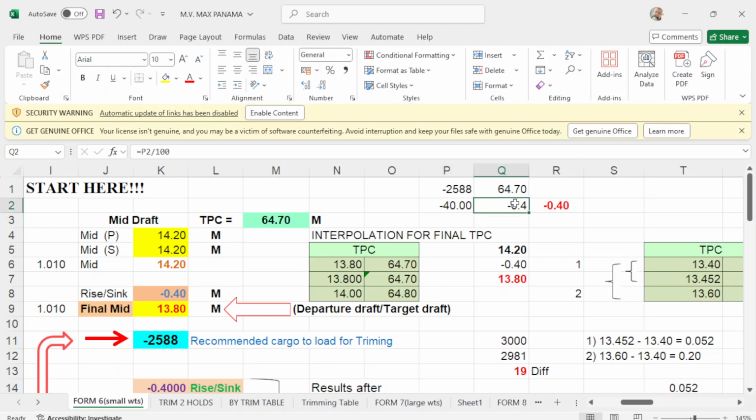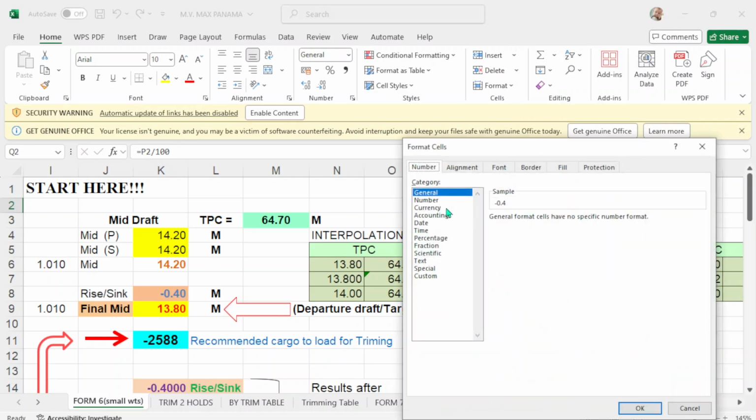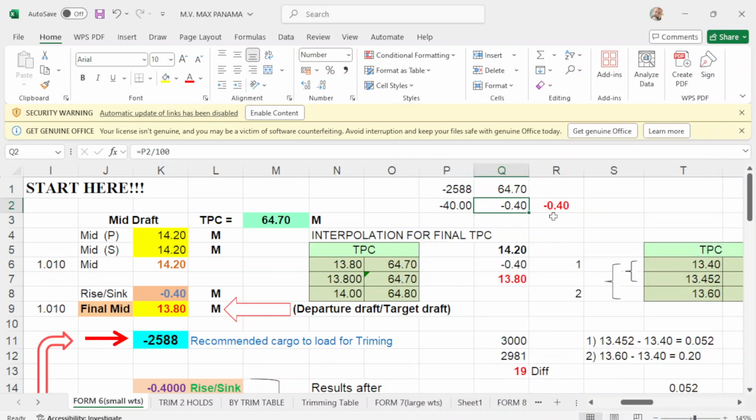Okay. You divide this one by 100. Put this one equals, click this one, you divide by 100. That will be 0.40, or put this way, this will be in meters. Okay. So they are the same now, 0.40 meters or 40 centimeters.